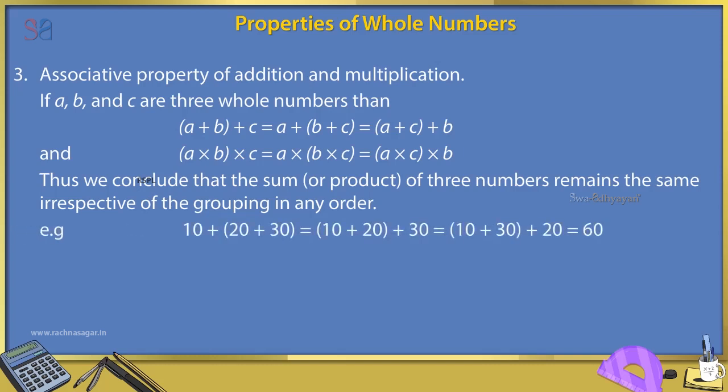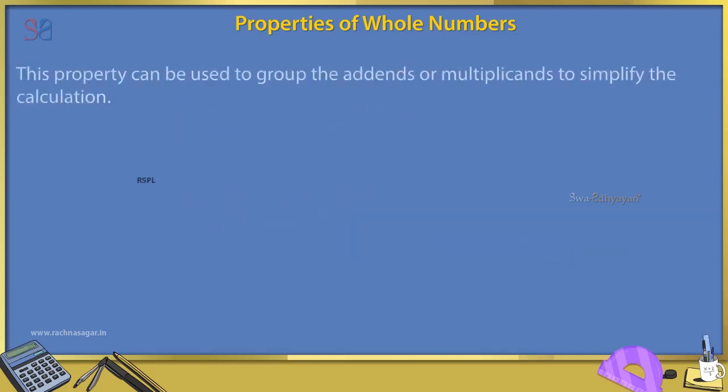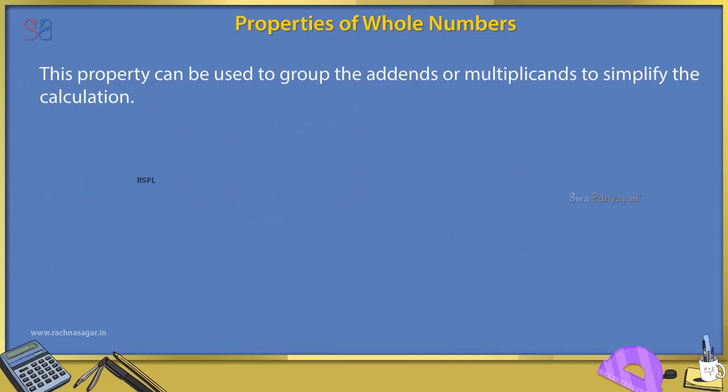Thus, we conclude that the sum or product of three numbers remains the same irrespective of the grouping in any order. Example, 10 plus 20 plus 30 is equal to 10 plus 20 plus 30, which is equal to 10 plus 30 plus 20, which is equal to 60. Or 10 into 20 into 30 is equal to 10 into 20 into 30, which is equal to 10 into 30 into 20, which is equal to 6,000.